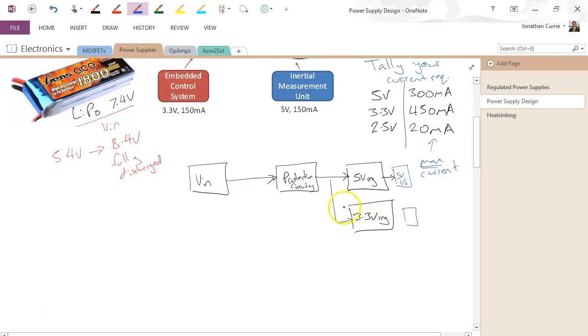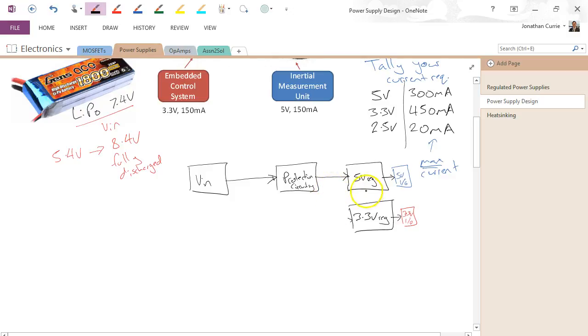The downside is that the voltage drop across our 3.3 volt regulator is going to be much larger. So there's our 3.3 volt I/O. So in this case it would be, in the worst case scenario, 8.4 volts minus 3.3 volts times 450 milliamps will be the power dissipated across this device.